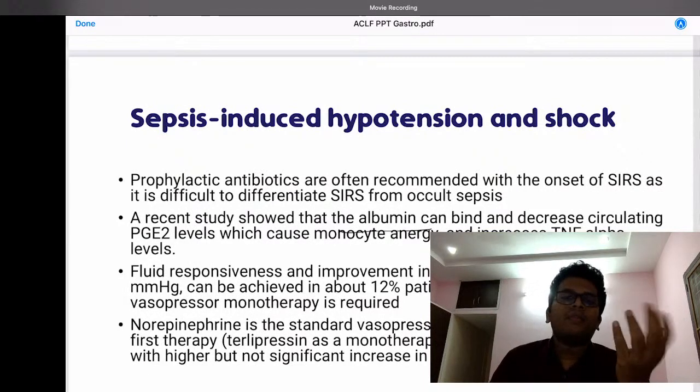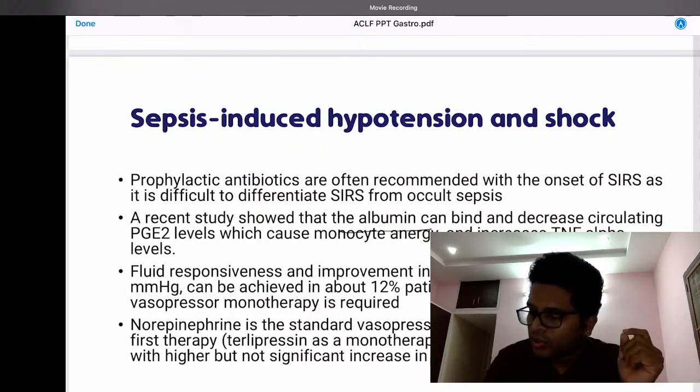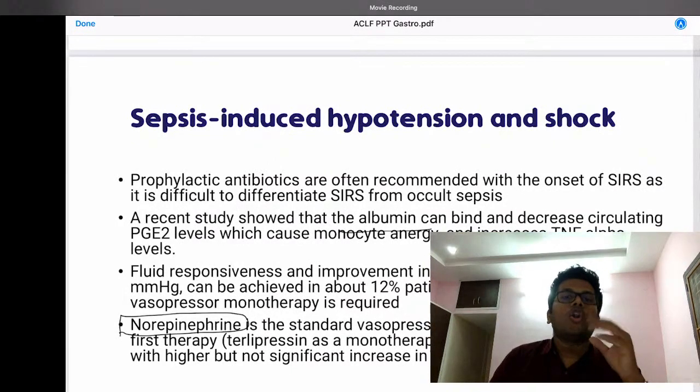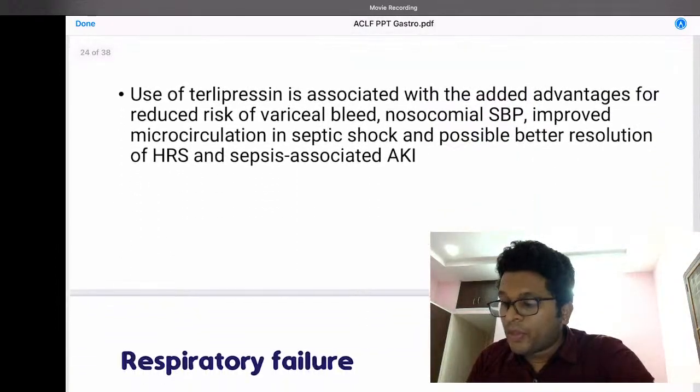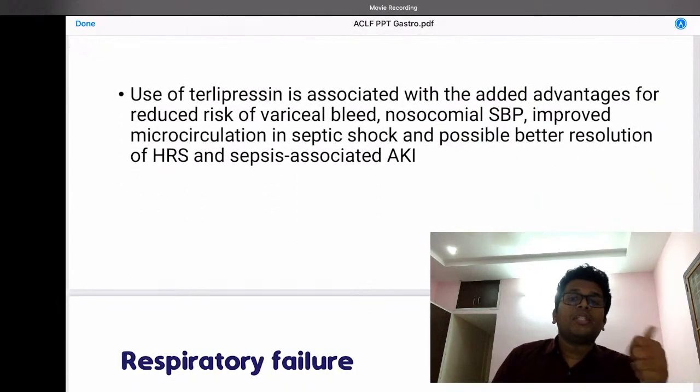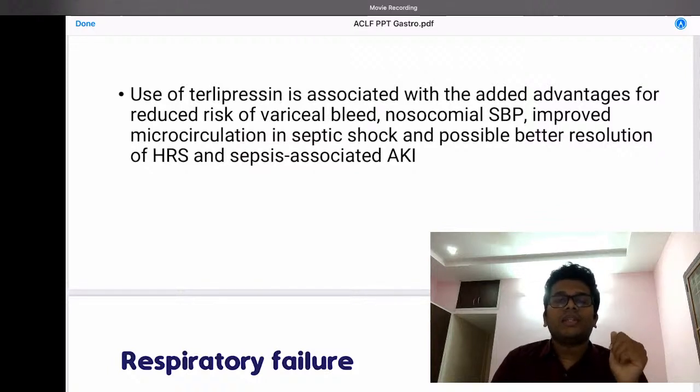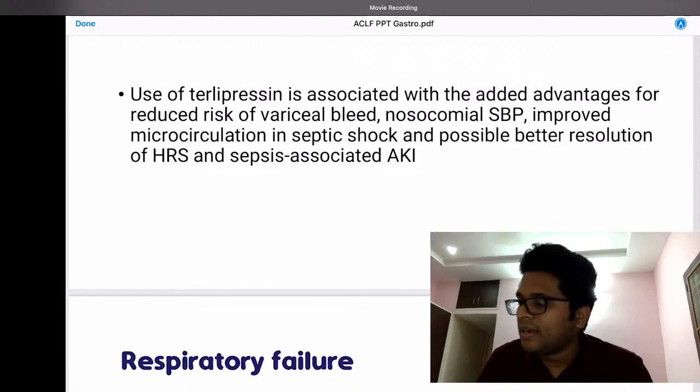Okay. Apart from that, as in any other sepsis, IV fluids have to be given. And in this specific condition, vasopressors play a major role, and the vasopressor of importance is norepinephrine, just like in any other sepsis. But in this particular setting, what else is important is the role of terlipressin. Now, the use of terlipressin is associated with added advantages: reducing the risk of variceal bleed and nosocomial SBP, improved microcirculation in septic shock, and possibly better resolution of HRS and sepsis-associated acute kidney injury.